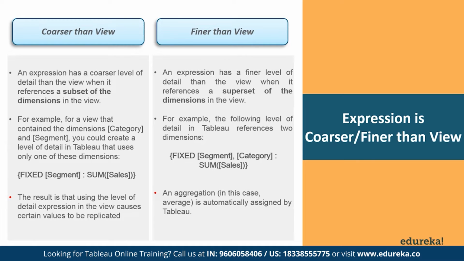Now, if I say the level of detail expression is finer than the view level of detail, it references a superset of dimensions in the view. When you use such an expression in the view, Tableau will aggregate results up to the view level. For example, the following level of detail expression references two dimensions. When this expression is used in a view that has only segment as its level of detail, the values must be aggregated. Here is what you would see if you drag the expression to a shelf. An aggregation, in this case average, is automatically assigned by Tableau, but you can always change the aggregation if you need to.